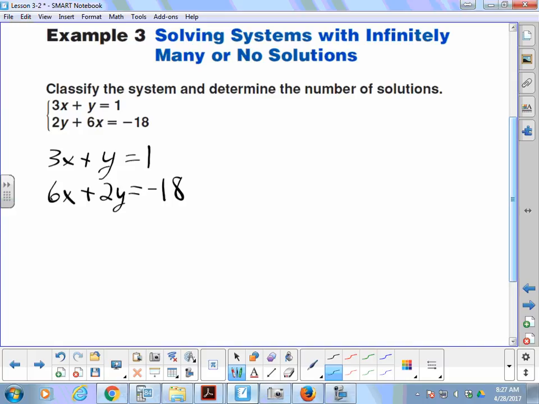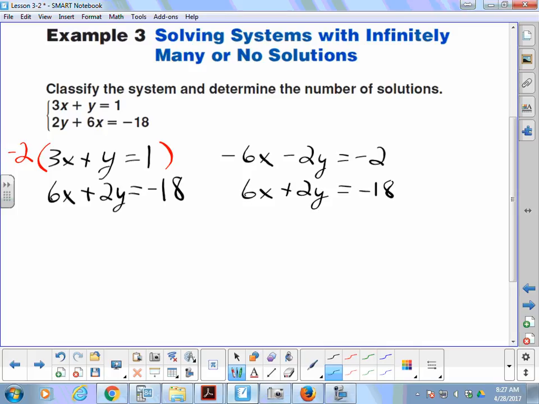To use elimination, we need to have the coefficients be opposites. So we're going to multiply the first equation by negative 2. Sometimes you only have to do one of the equations. You don't have to do both. Once in a while you have to do both. So we get negative 6x minus 2y equals negative 2.